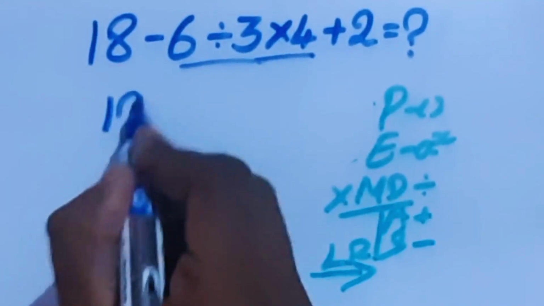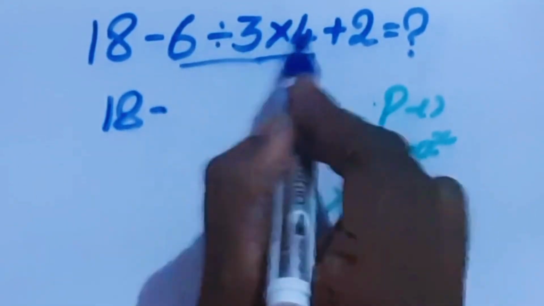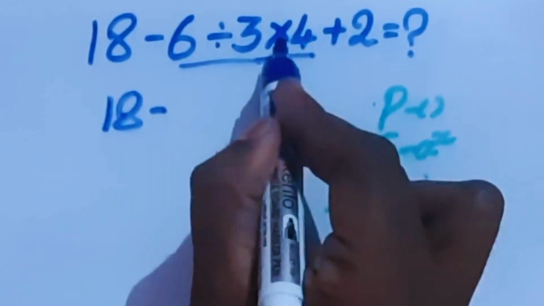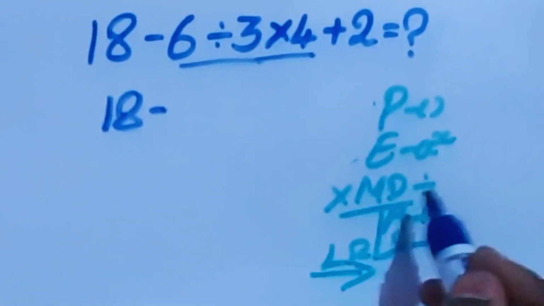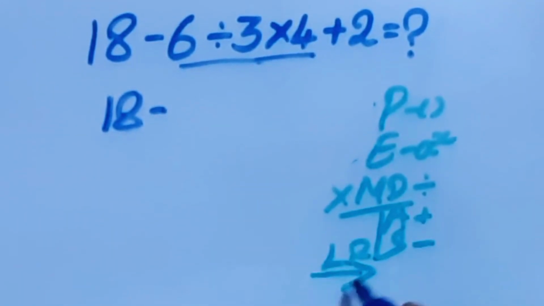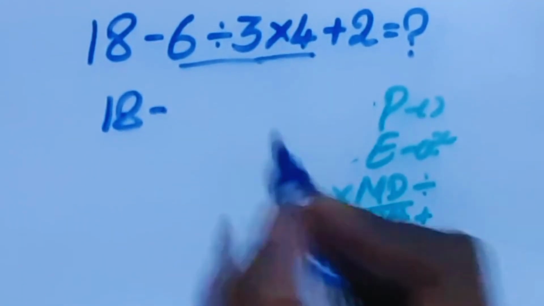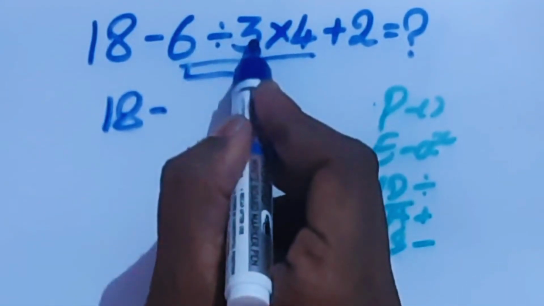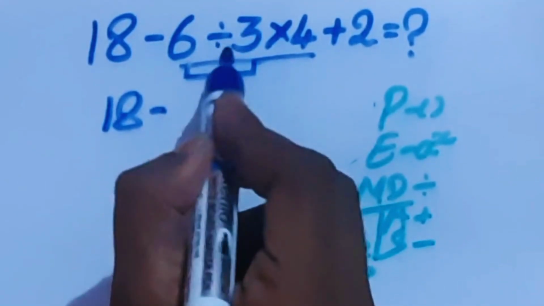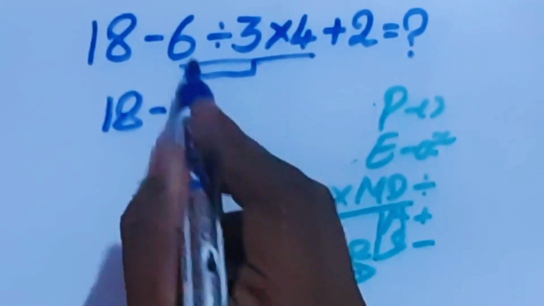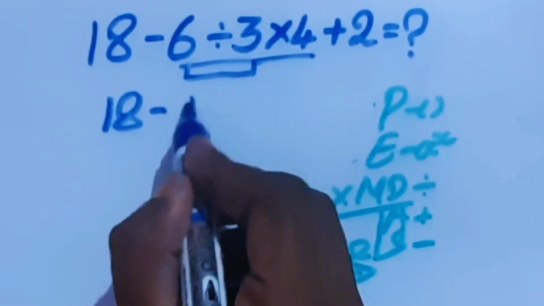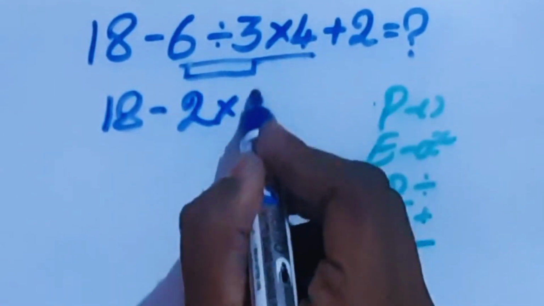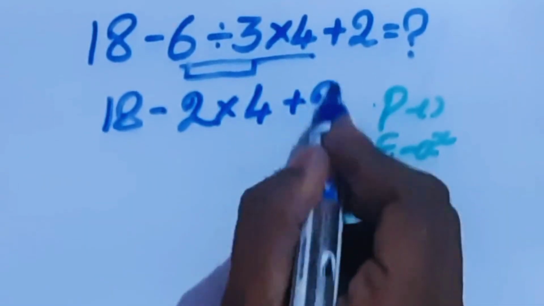So 18 minus this, both are equal priority. The division and multiplication are both equal priority. For this equal priority, we are going to follow here the left to right rule. Here left to right is this one, 6 divided by 3. We have to do this division before this multiplication. So 6 divided by 3 is 2, times this 4, plus 2.